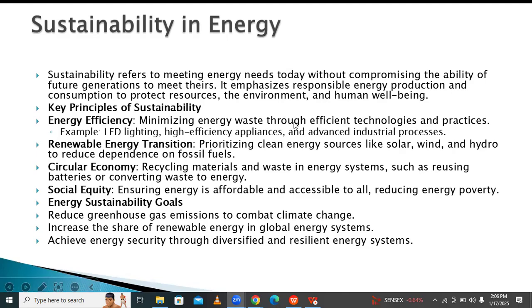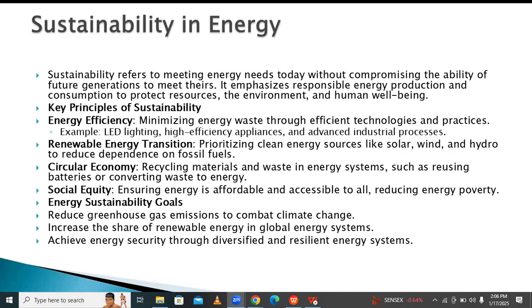Minimizing the energy waste through efficient technologies. By using efficient technologies, we can minimize the waste. So we are utilizing the energy 100%. Using exactly 100% is not possible, but at least near to 100%, like 99 or 90. So energy can be saved. That is the important factor that comes under energy sustainability.